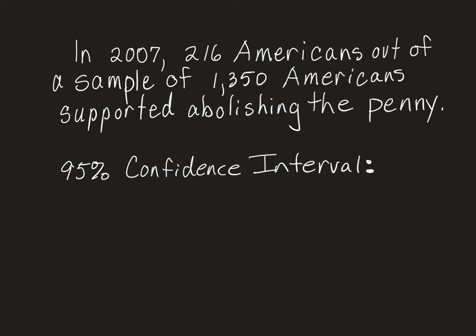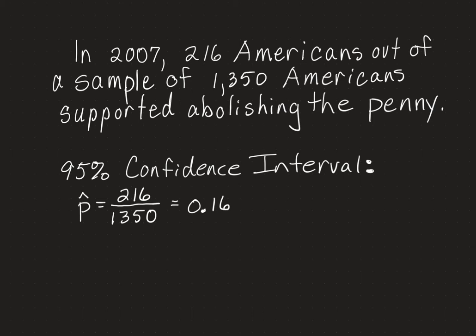First, we need to calculate the proportion. So to find our p hat from this sample, we will take the number of Americans in the sample who supported abolishing the penny, getting rid of it, and divide it by the number of Americans in the sample, and that comes out to 0.16, 16%. This is the proportion of the people in the sample who supported abolishing the penny.